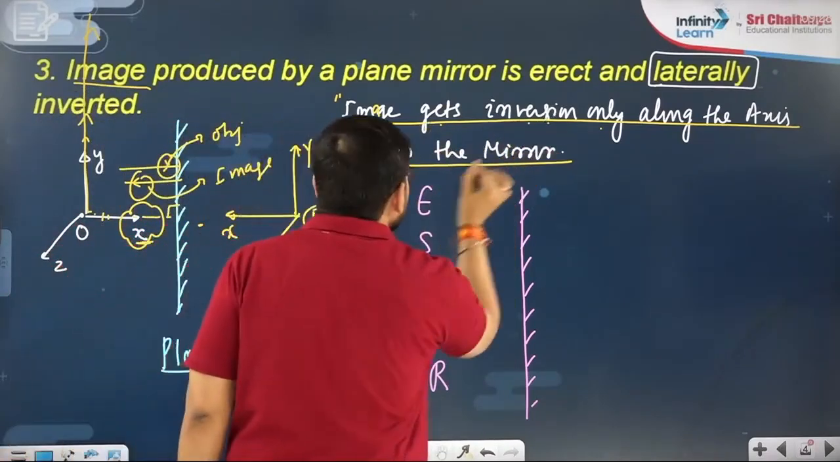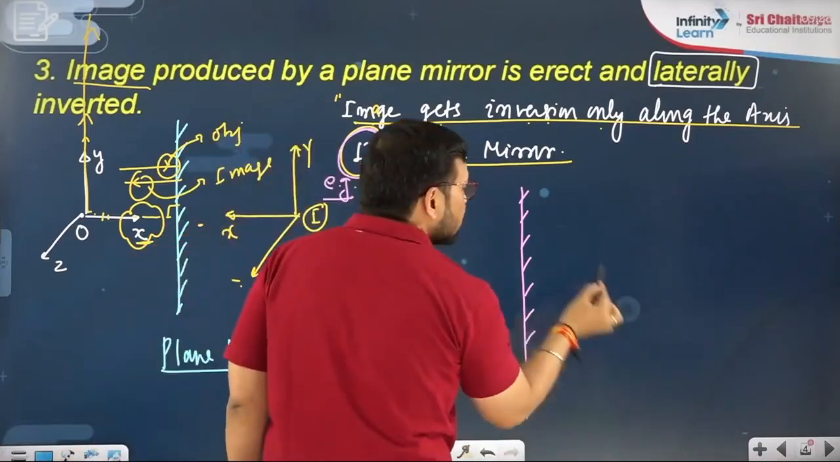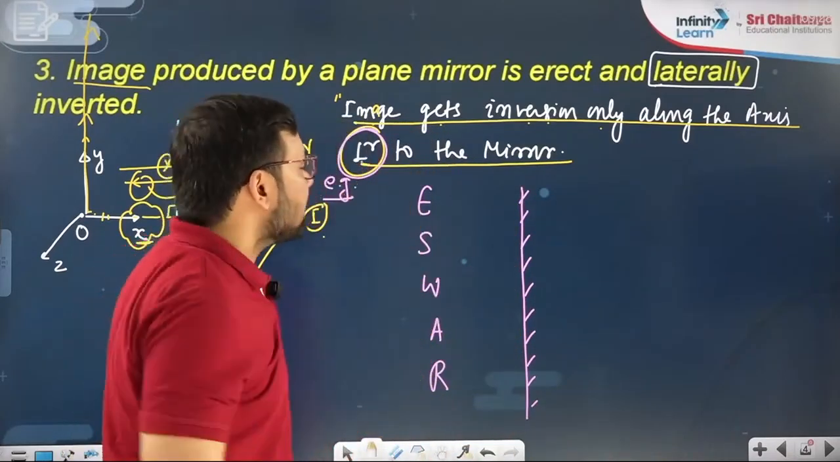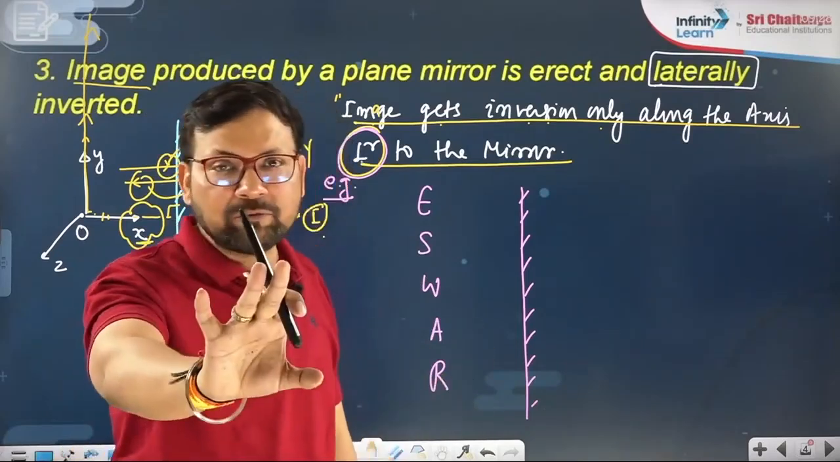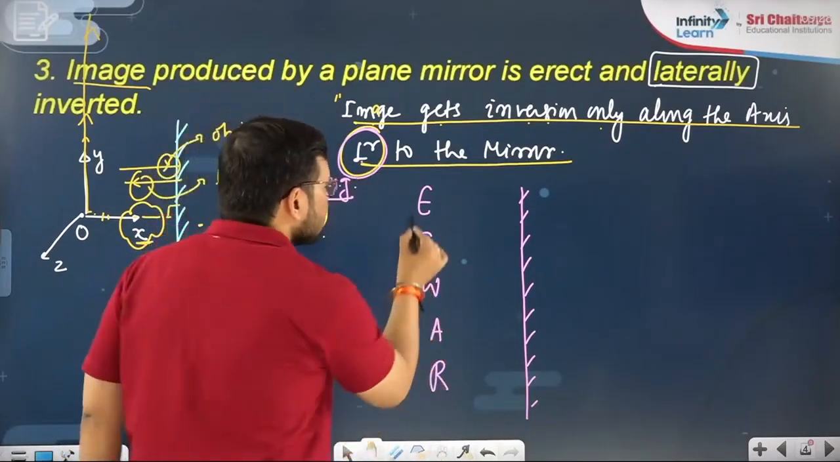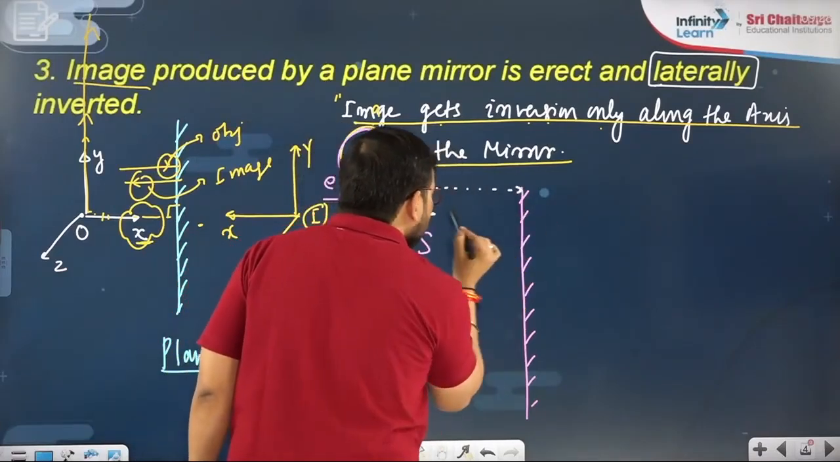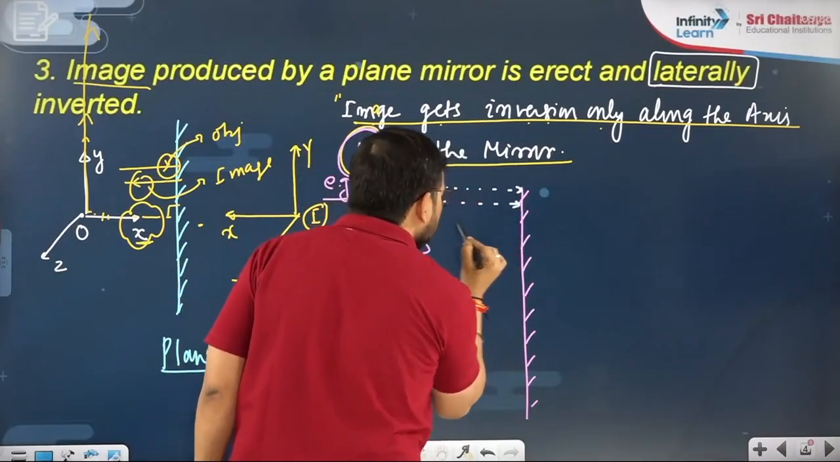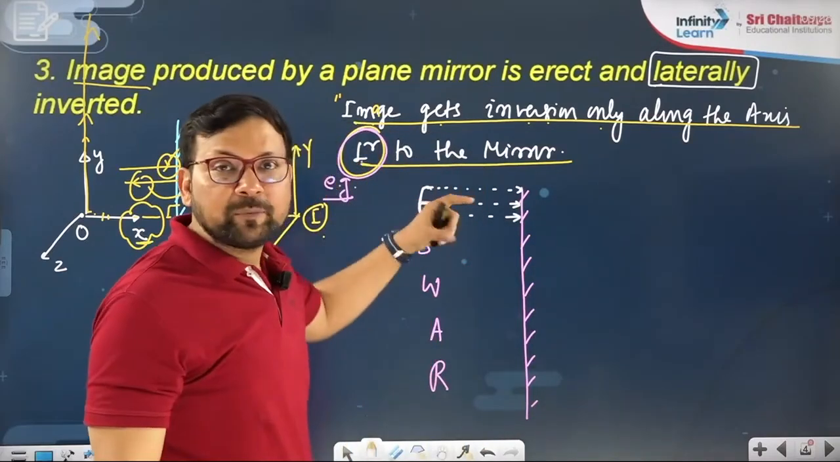Image gets inverted only on the perpendicular line. If you're not focusing on it, you're not getting it. And when I'm explaining something, try to understand the concept rather than raising questions just after my concept explanation. I will give you time to raise doubts. But please understand this. This is letter E. This ray is striking the mirror perpendicular. This is striking the mirror perpendicular. This is striking the mirror perpendicular. So their images will be inverted.